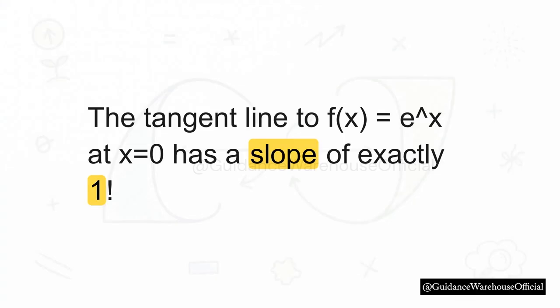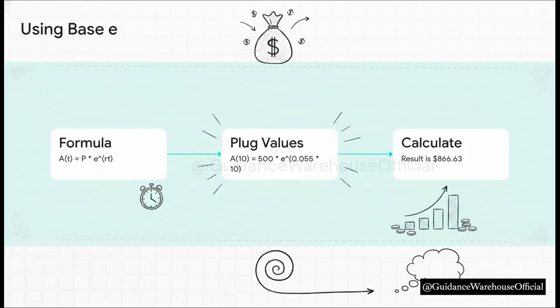Now wait. This is incredibly important, especially for those of you taking calculus. The natural exponential function has this really unique geometrical property. If you draw the tangent line to the curve of e^x exactly at x = 0, that line has a slope of exactly 1. It's literally the only exponential function in the universe that does this, which makes it the absolute easiest function to work with in calculus. Let's make this totally concrete with a real-life analogy.